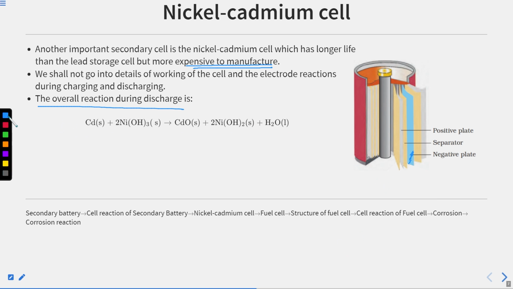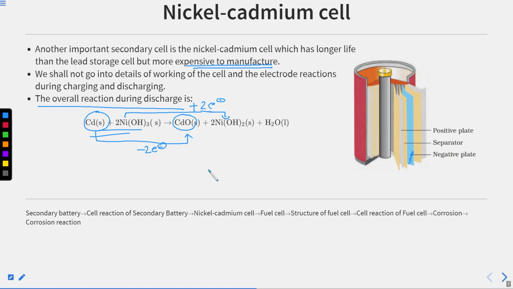Now if we consider the overall cell reaction, we have cadmium, which is going to CdO. What is it losing? It is losing 2 electrons, and nickel is going from Ni(OH)3 to Ni(OH)2, meaning it is getting 1 electron. Since 2 are present, I mean we have 2 moles of this Ni(OH)3, so it will take 2 electrons to go to Ni(OH)2.